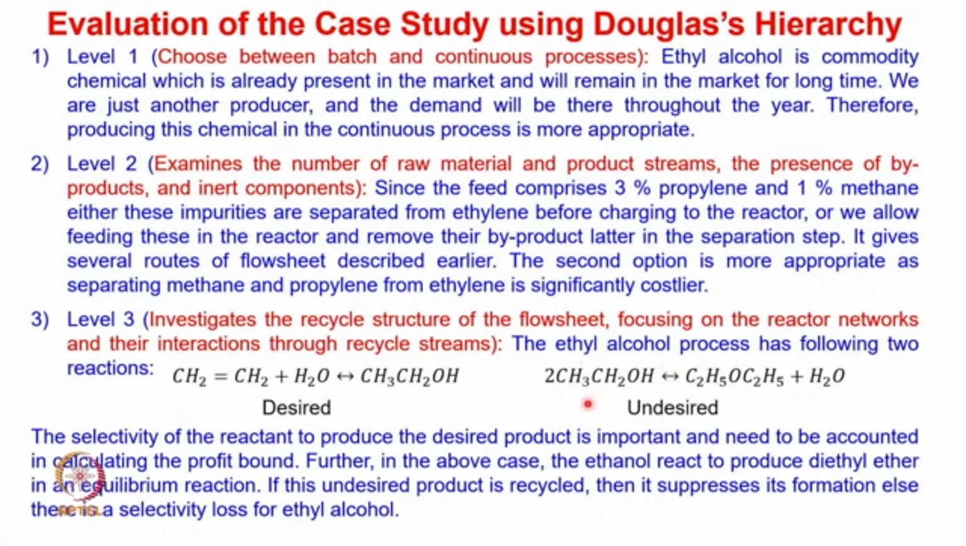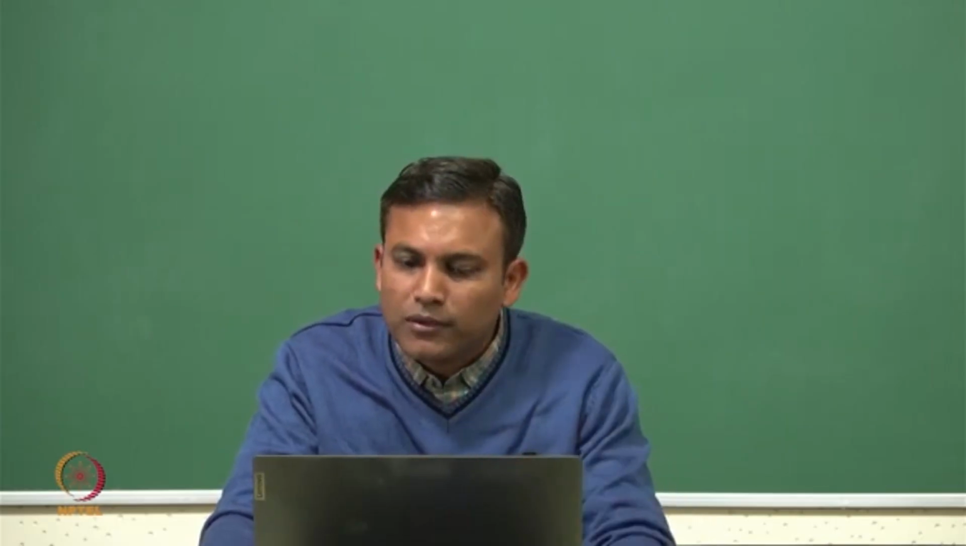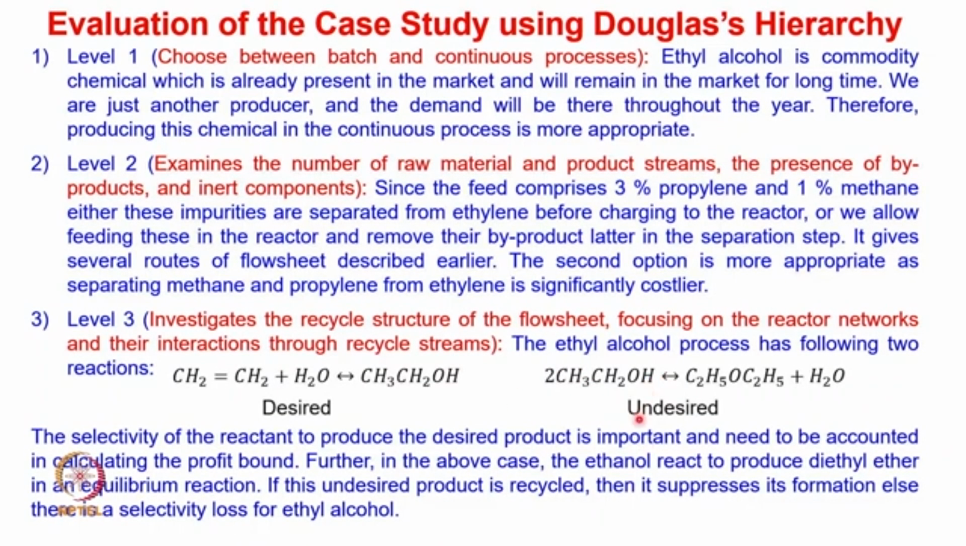Another option could be, in this case you can see that this undesired side product is produced. Now this second reaction is an equilibrium reaction. So if we recycle this diethyl ether again to the reactor, in that case what is going to happen is this second reaction is going to get suppressed, and the additional amount of ethylene will not get converted to diethyl ether. So we can make such a decision where we have to see whether we can recycle back the undesired side product in order to suppress the undesired reaction and to improve the selectivity.